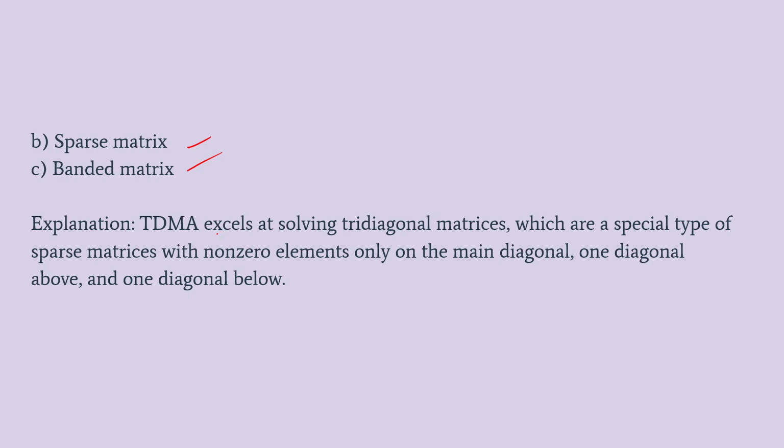Even though the TDMA method excels in solving tri-diagonal matrices, such matrices are termed banded matrices because there are elements only in a band or a belt. So such matrices are known as banded matrices, and also depending on the number of rows and columns, it can be a sparse matrix.